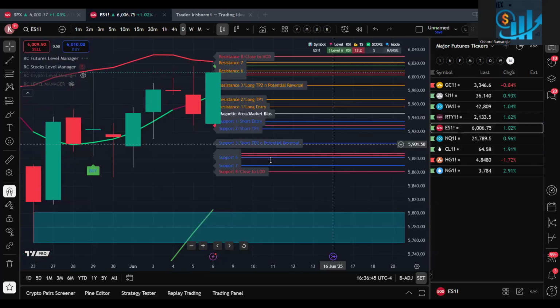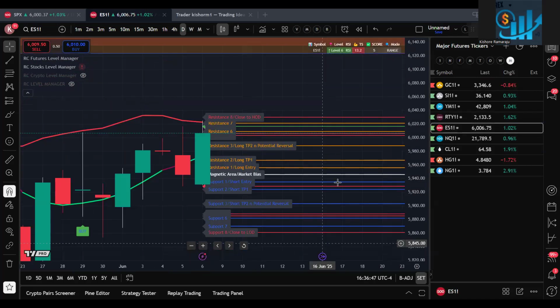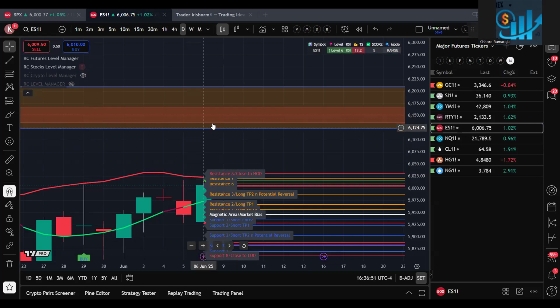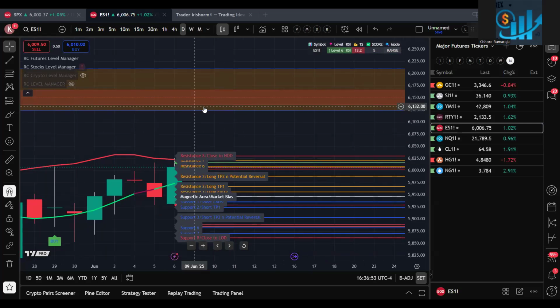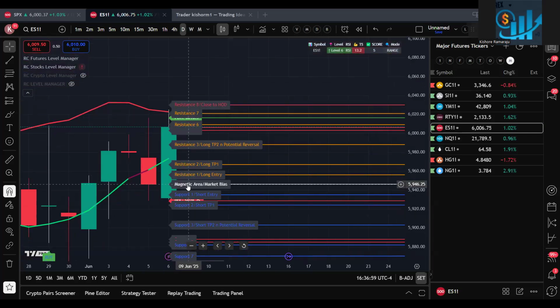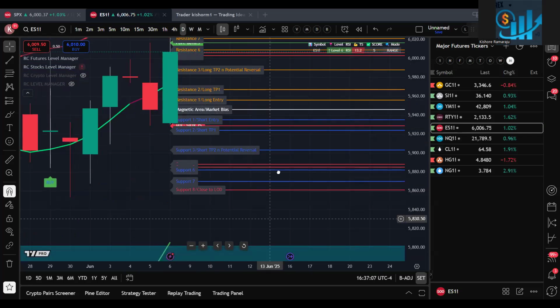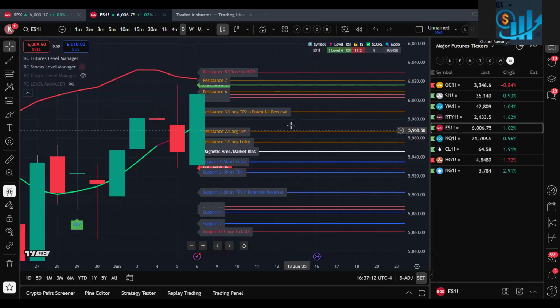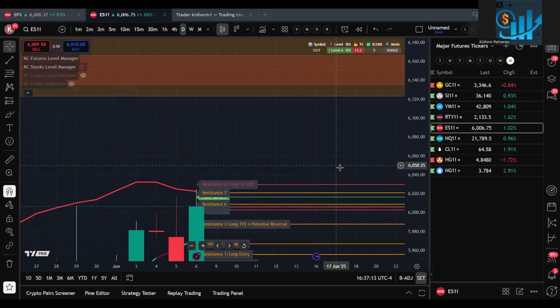Whereas, yes, until it goes to around 6120, 6130, I'll mainly focus on the buy signals, buy opportunities. So like this, on the daily, you see whether your open and close are above the magnetic area. They are the best ones for buy opportunities. If your open and close are below the magnetic area, they are best for the short opportunities until they reach a strong support or strong resistance.